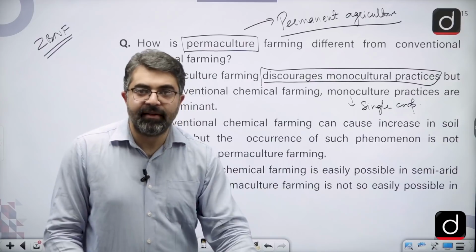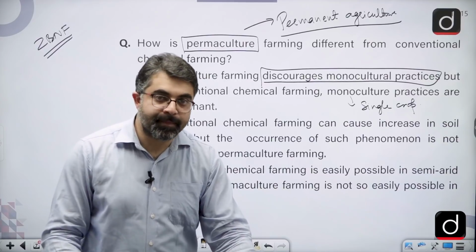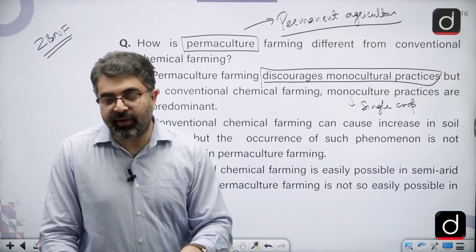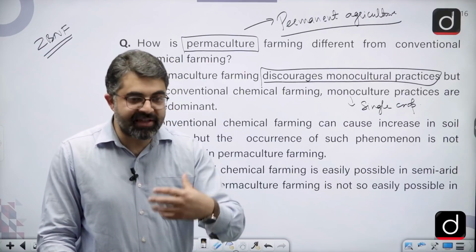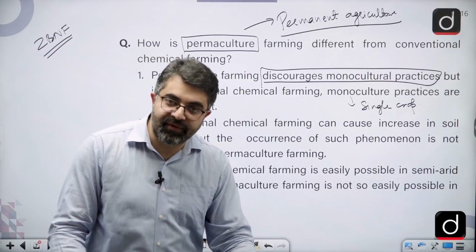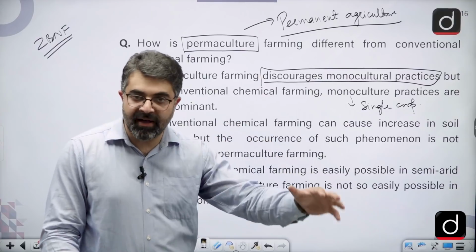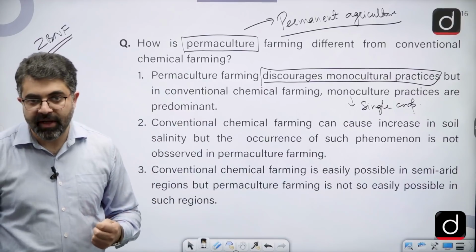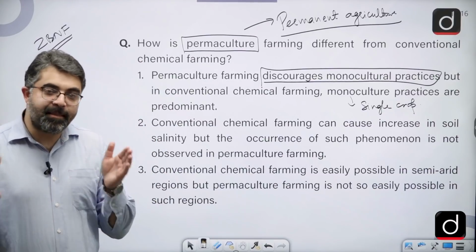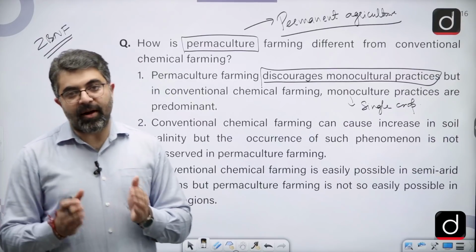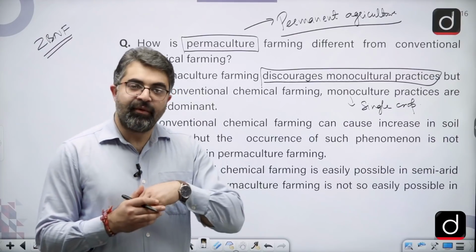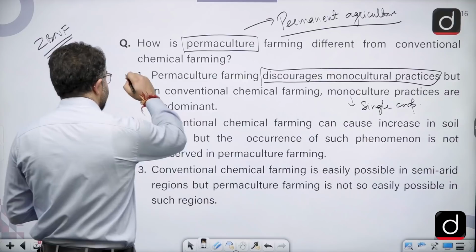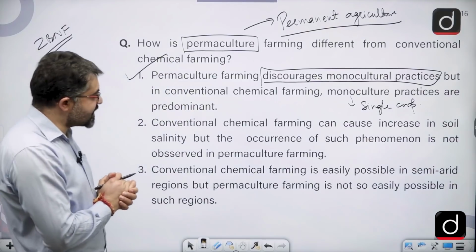Most probably it is these food grains only. Like what we did for the Green Revolution, we used chemical fertilizers, and the emphasis was there only on rice and wheat. It's monoculture. Monoculture is practiced in many districts along the eastern coast of India, in the Godavari region, in the Kaveri Delta, in the Mahanadi Delta, and also in the Ganga-Brahmaputra region or the West Bengal region. You would see that because of the Green Revolution, crop diversity has reduced to a great extent. This was one of the negative aspects of the Green Revolution. So permaculture is exactly the reverse of it. So the first statement is correct: permaculture farming discourages monoculture practices.